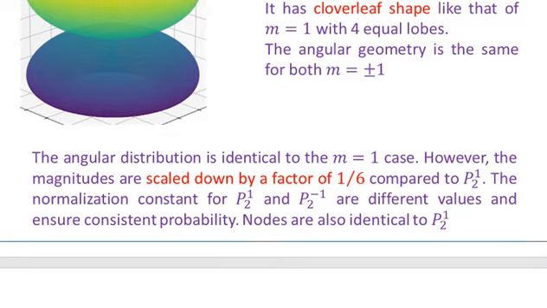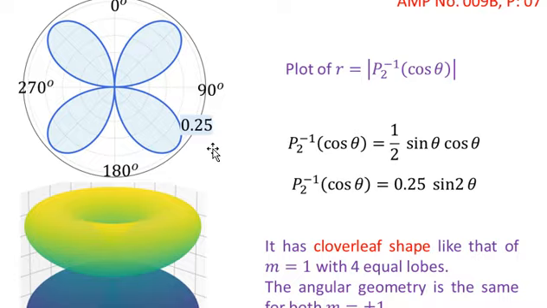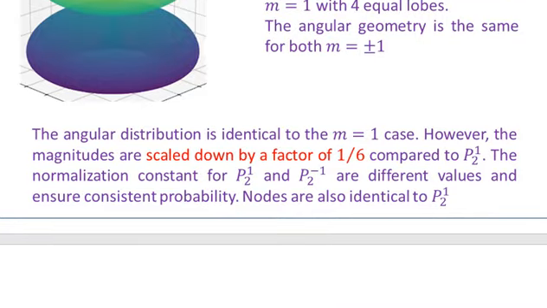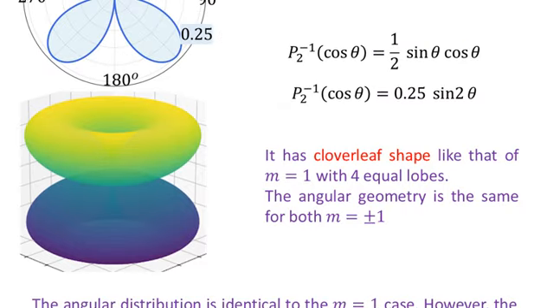Don't bother about the value of the function. The value of the function is very small over here, 1/6 times the value discussed in the previous case. So it is only 0.25. Don't consider this a small value, because the normalization constant will take care of this factor, and the probability density would be the same for both m is equal to plus 1 and m is equal to minus 1 cases. The shapes are identical. The probability densities are identical. The number of nodes are also identical for the m is equal to minus 1 case to that of the m is equal to plus 1 case.